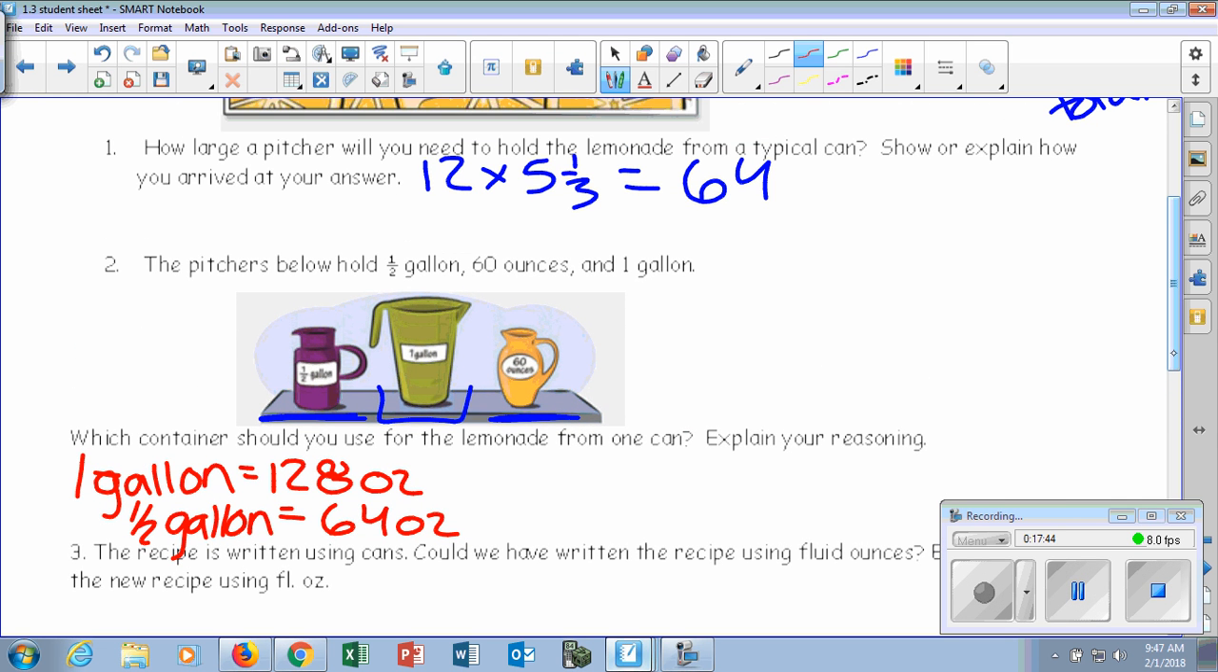Well, our 60 ounces is too small right off the bat. We would overflow it, because we're looking for 64. 60 is too small. So now it's between a gallon and a half gallon. Well, they would both work, but a half gallon would be the perfect amount for us to use. So we would prefer to use the half gallon since it's 64 ounces. Aiden, do you have a question?